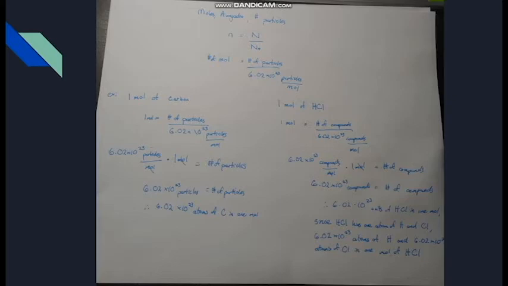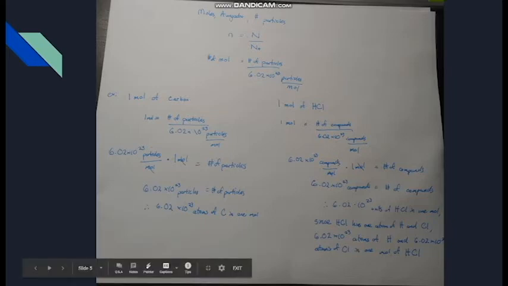So, taking a look at an example, 1 mole of carbon. This is very simple. 1 mole is going to be the number of particles divided by 6.02 times 10 to the 23rd particles per mole. We multiply 6.02 by 1, and we get 6.02 times 10 to the 23rd particles, which equals the number of particles in 1 mole of carbon, as indicated here.